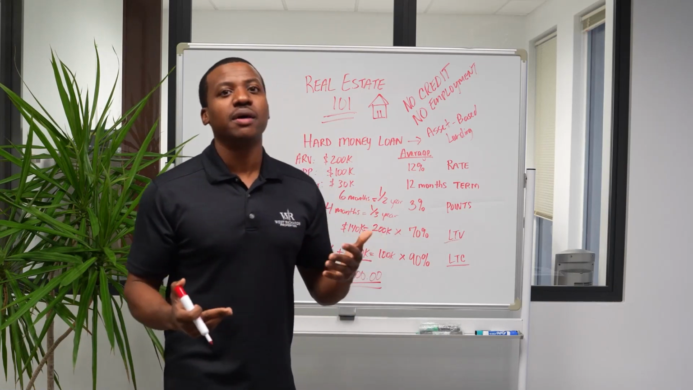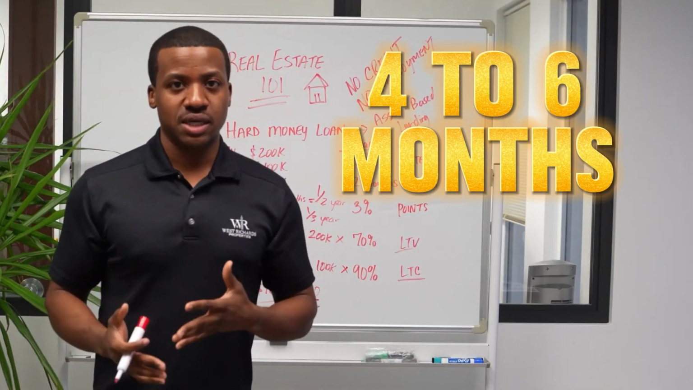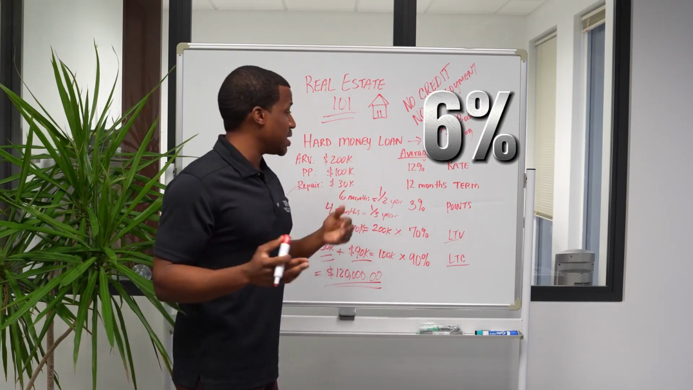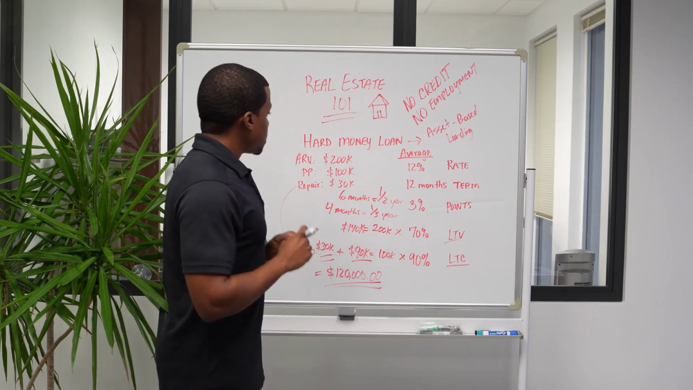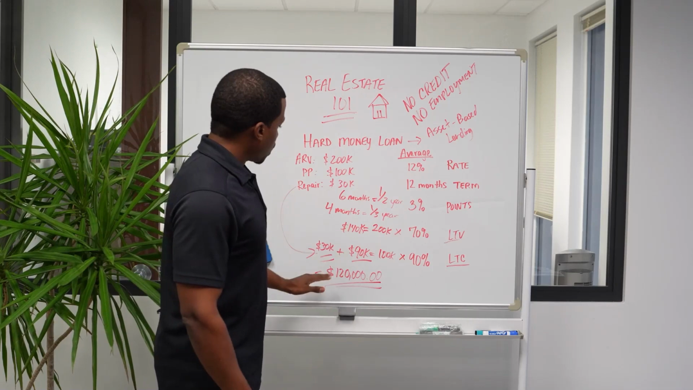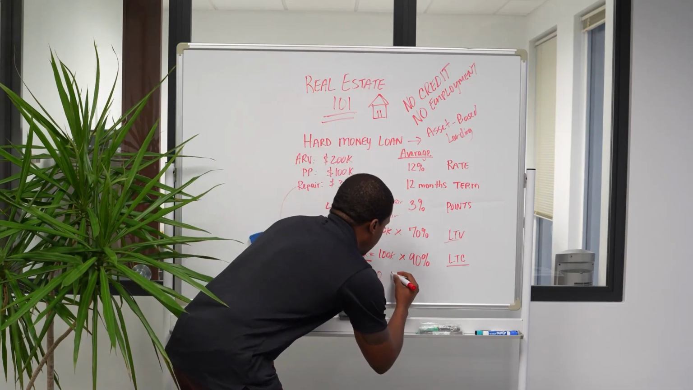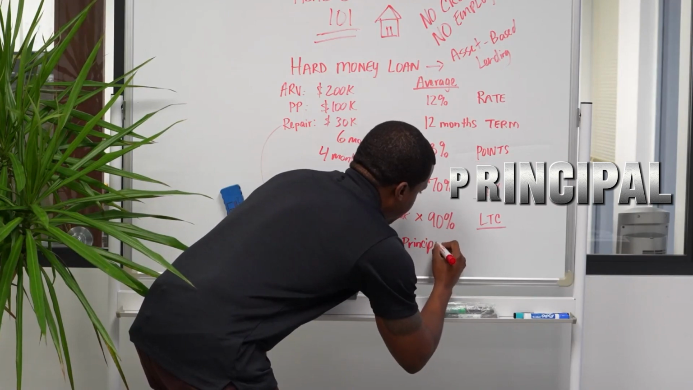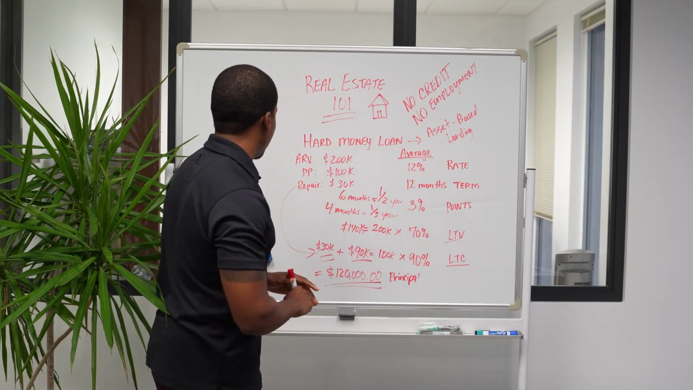But your average flip should only take you 4 to 6 months. That's it. So the max you should be using is only half of this rate, which is 6%. That should be the max, guys. That should be the goal. So when we're looking at this, your loan balance, this right here, is going to be your principal, okay? So this is what your interest is going to be paid off of. You're going to be paying interest on $120,000.